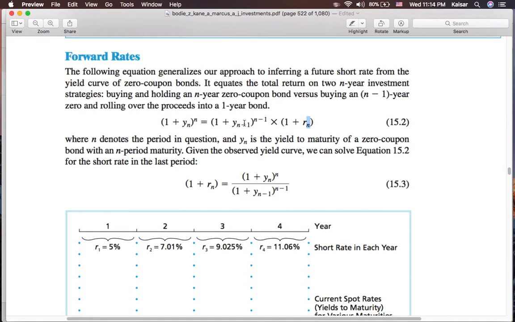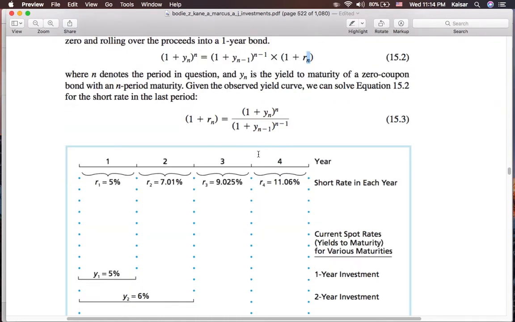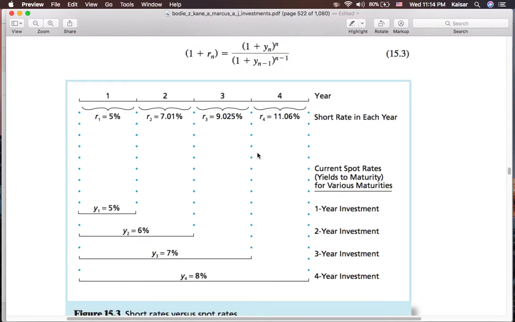Given the observed yield curve, we can solve equation 15.2 for the short rate in the last period. 1 plus rn equals 1 plus yn to the power of n over 1 plus yn-1 to the power of n-1. Okay.